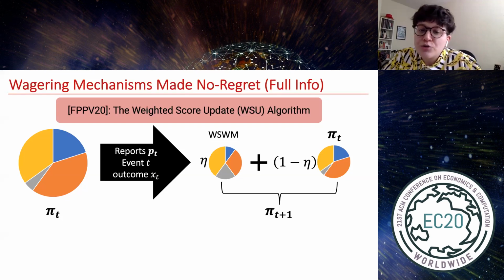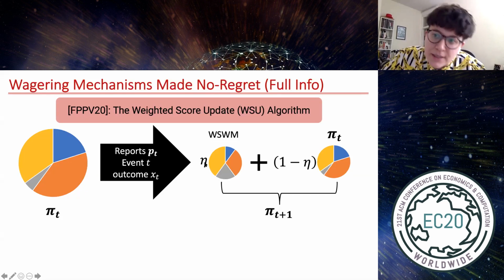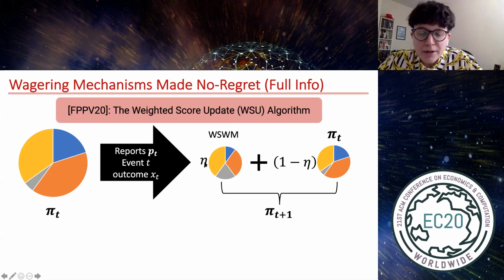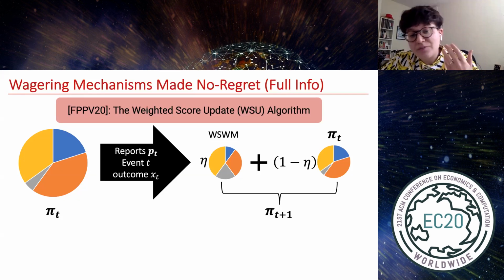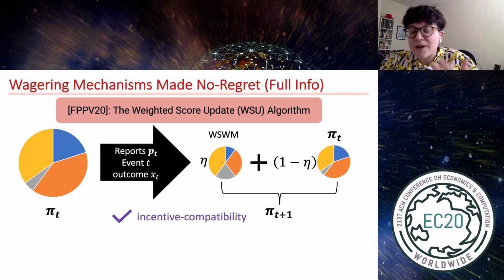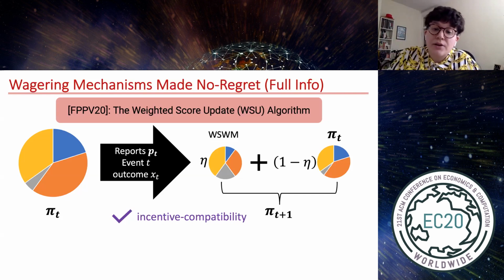And now I want you to pay attention to this eta here, which has a dual meaning. The first meaning that it has is that it could be interpreted as agents placing an eta fraction of the wager in order to be judged by the weighted score wagering mechanism, which means that if you think about eta playing this role, you can directly have incentive compatibility. Why? Because the only way that someone can, quote unquote, misreport is whatever gets into the weighted score wagering mechanism family, which is, however, incentive compatible.